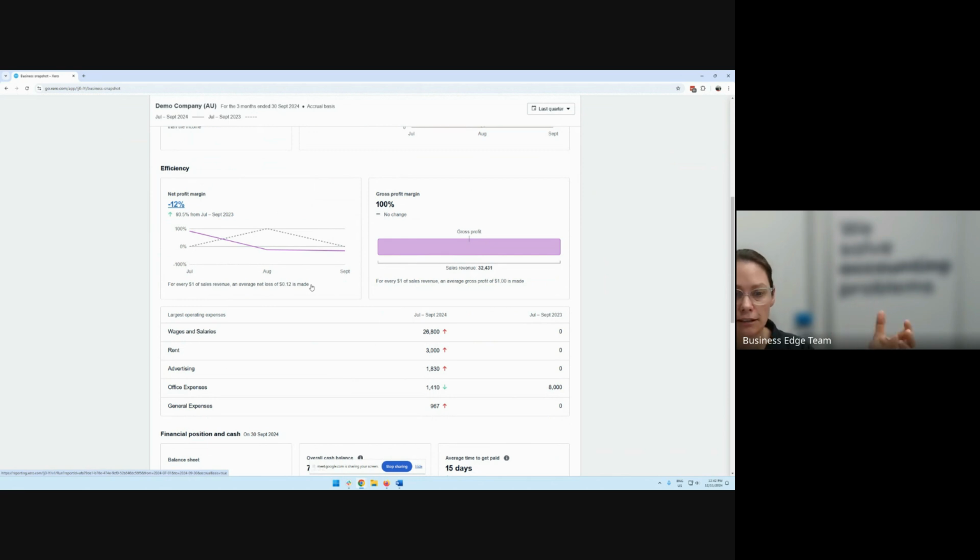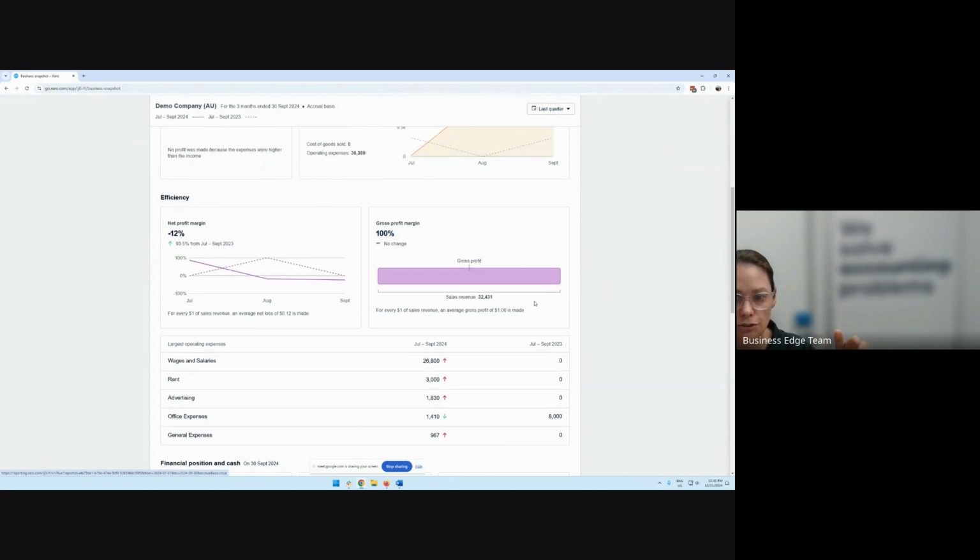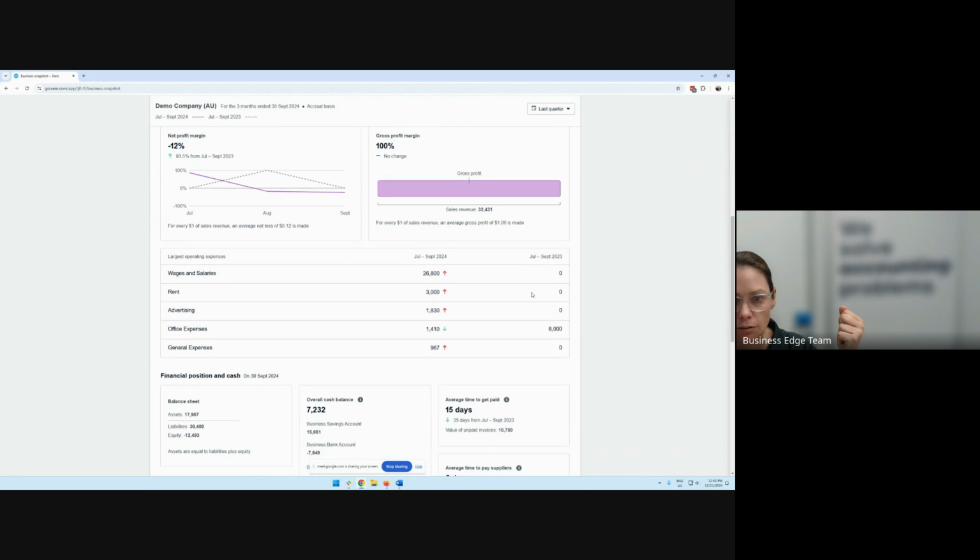So something's got to drastically change in this particular example, because every time you sell something, you obviously want to be making some kind of money. And then it's got a gross profit margin, which is sitting at 100%. So it's saying here that for every sales revenue, the average gross profit made is $1. GP is normally something that a lot of businesses track, just so they have an understanding of where they're sitting within their industry, and that they're sitting within those guidelines. And there are guidelines you can find on the ATO website.